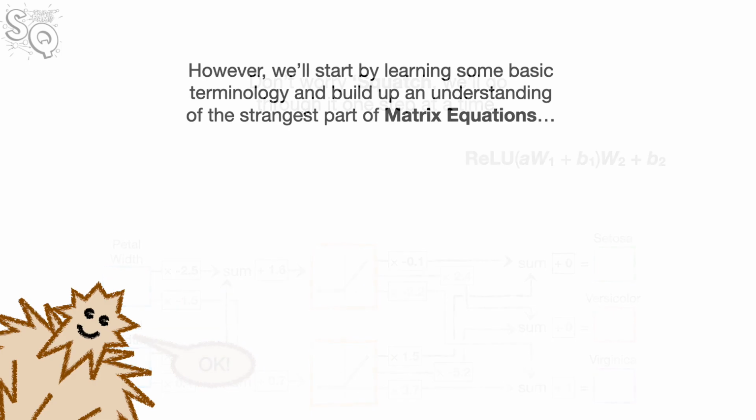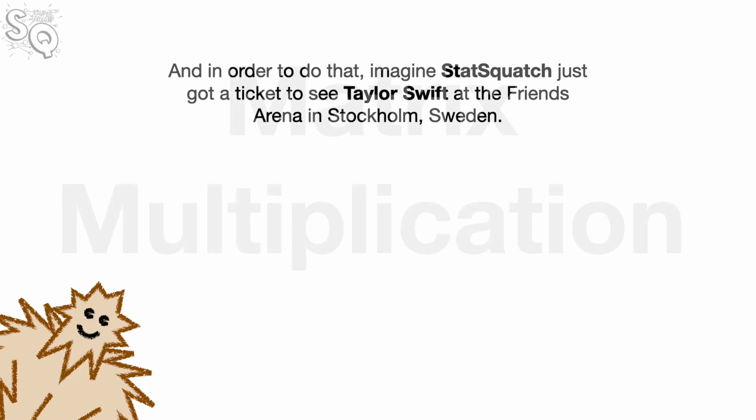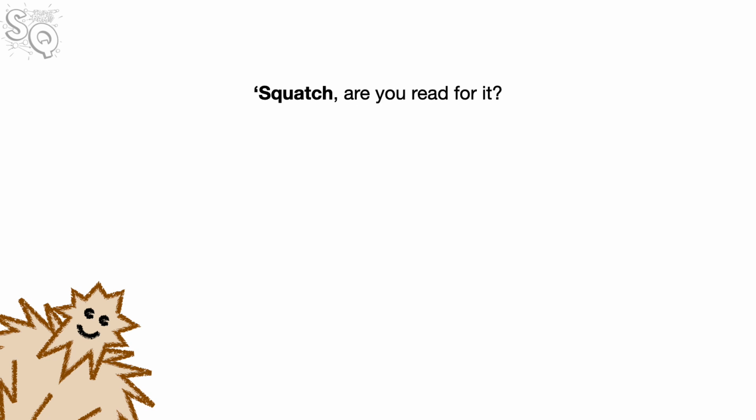Okay. However, we'll start by learning some basic terminology and build up an understanding of the strangest part of matrix equations. Matrix multiplication. And in order to do that, imagine StatSquatch just got a ticket to see Taylor Swift at the Friends Arena in Stockholm, Sweden. Squatch, are you ready for it?